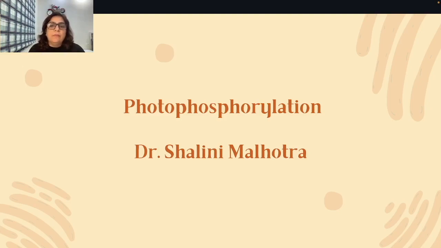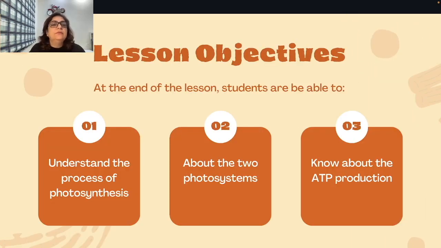Today, I will be talking about photophosphorylation. Photophosphorylation, as the name suggests, is the production of ATP in the presence of light. Now, at the end of this lecture, you will be able to understand the process of photosynthesis, the two photosystems, and how the ATP is produced.